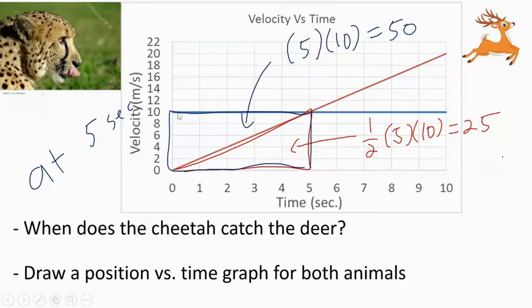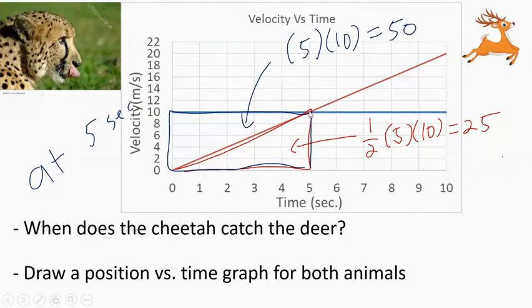And so that would just be the area of this rectangle here that goes from 0 to 5. So it'd be 5 times 10, or 50. And then that means the deer is 50 meters away from wherever it was at 0 seconds. Then for the cheetah, you have to find the area under the red line, and that's going to be a triangle, the same triangle that you see here going from 0 to 5. So that'll be 1/2 of 5 times 10, which gives you 25.